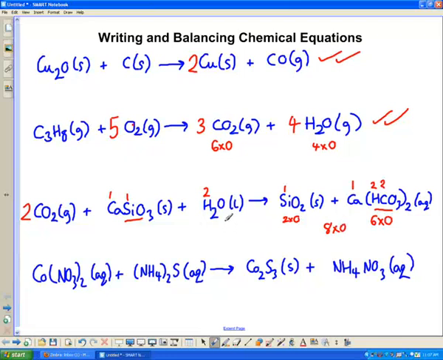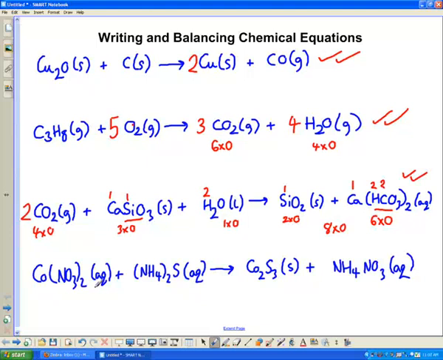And what do we have here? Here we've got 1. Here we've got 3. And here we have 2, but there's 2 of those, so we have 4. 4 plus 3 plus 1 is 8. What do you know? We have 8 oxygens on each side, so that's balanced.